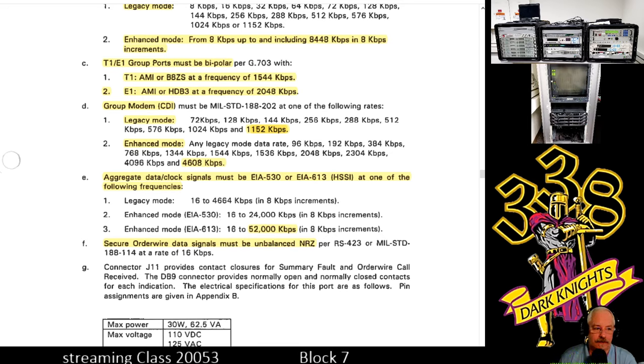Now, in F, secure order wire data signals must be unbalanced NRZ. Wow. So what does that tell you, unbalanced NRZ? Uses coax cable. Okay, and? What does the NRZ do for us? You know, that's not self-clocking. It's a hint. Yeah, you're right. That's what I was looking for. It's not self-clocking, so you have to send a clock cycle with it. So you see how we were looking at signal formats and combining with our balanced and unbalanced lines? So all this is coming to fruition just in this tech manual.